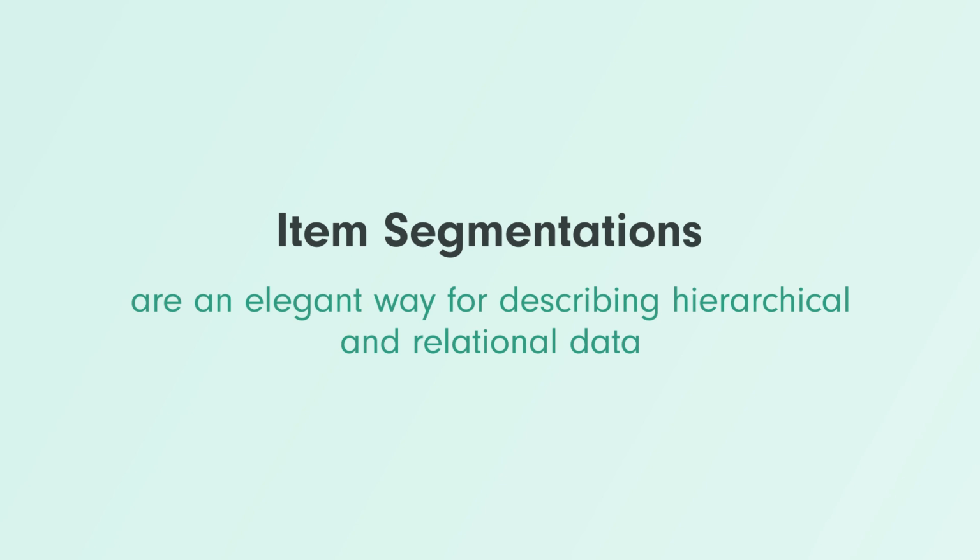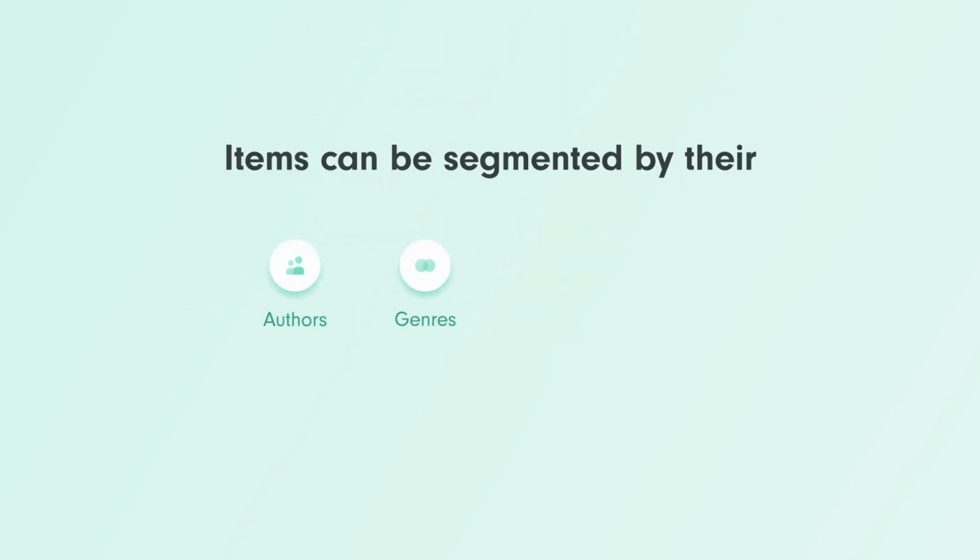Item segmentations are Recombee's original and elegant solution to various advanced tasks related to recommendation of hierarchical and relational data. The feature provides a flexible way to group items, meaning products or pieces of content in your catalog, into segments based on shared conditions. Items can be segmented, for example, by authors, genres, vendors, or categories, but also by their combinations and advanced conditions such as year of production or price ranges.